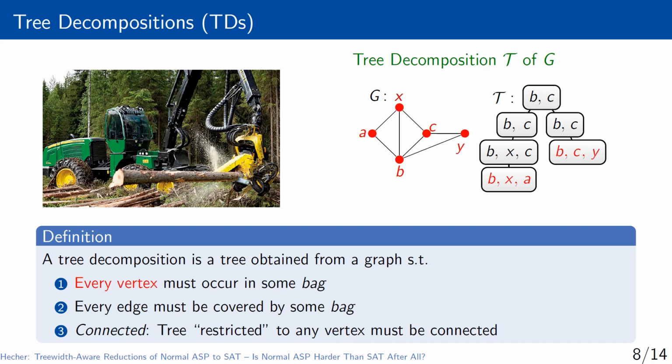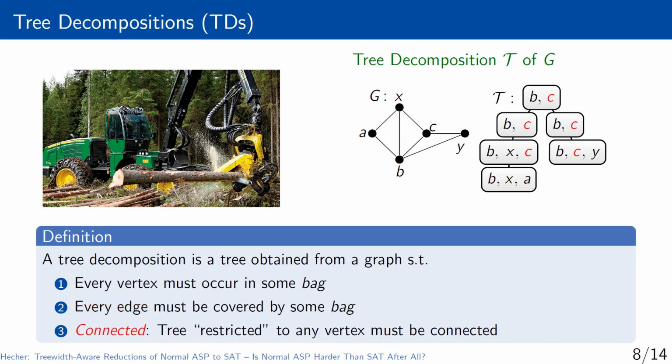First of all, every vertex has to occur in at least one bag. In our example here, we see that this is the case for all the vertices of G. Then all the edges have to occur in some bag, meaning that for an edge, the two vertices of the edge have to occur together in at least one bag. Here we see that this is the case for the edges AX, BX, and AB, but we can check that this is true for all the edges of G.